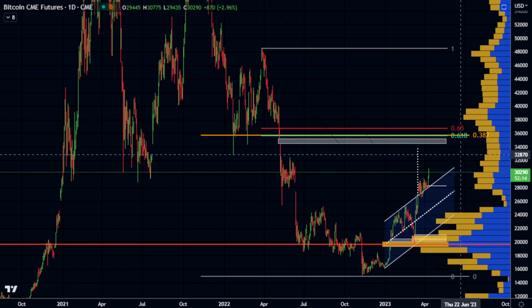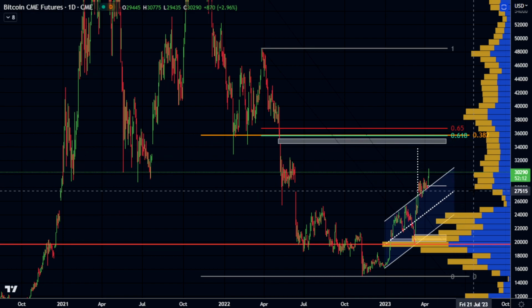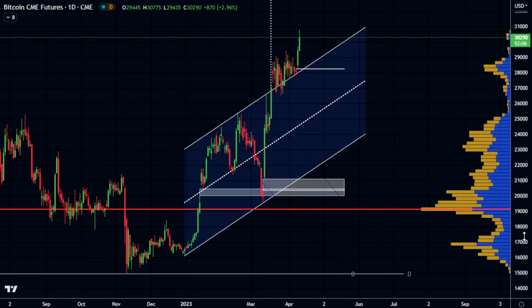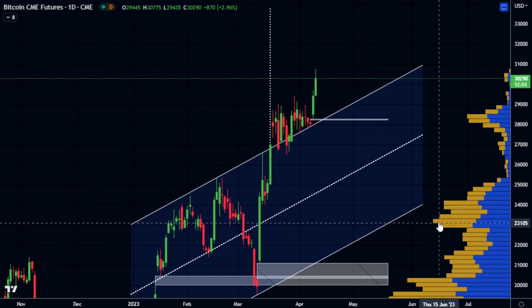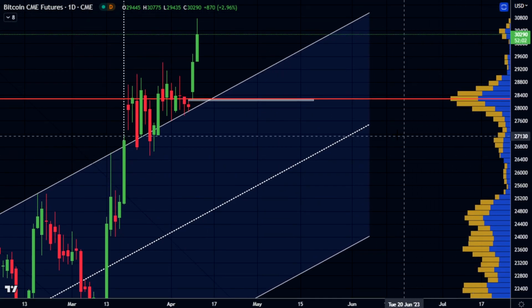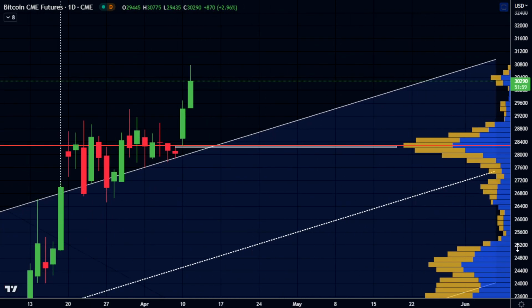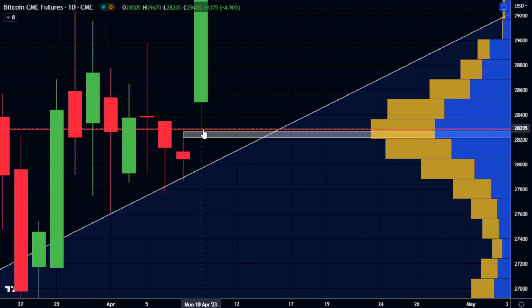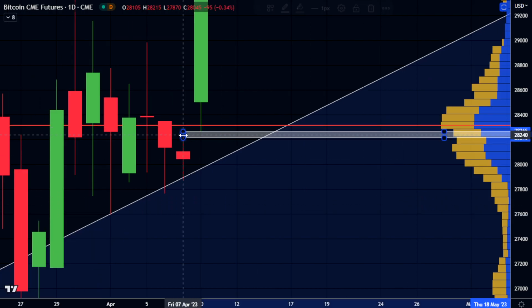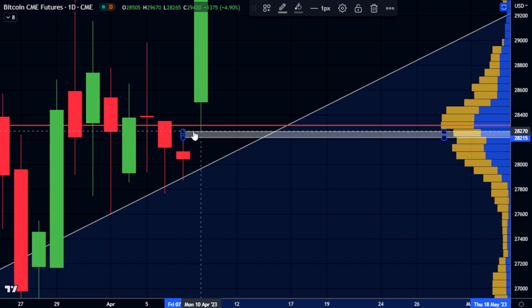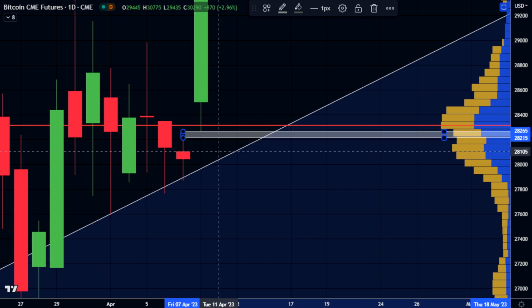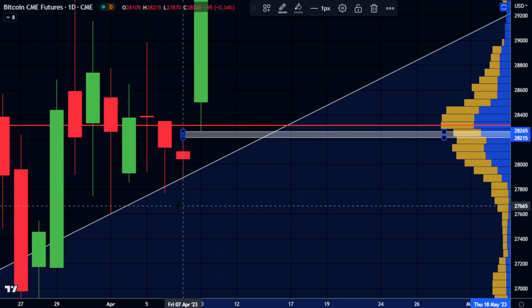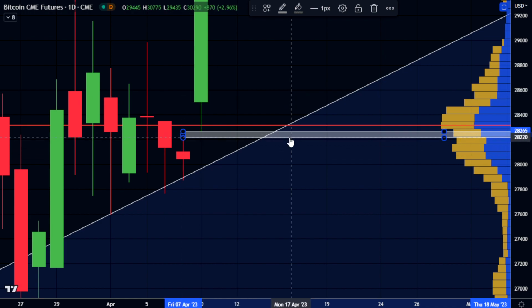And then we do see that bigger pullback coming back down. And there is actually another futures gap here, just a small one that we created recently on this move over the last few days. We can see a gap here on the opening of this latest weekly candle, where we did make a gap between 28.2k and 28.3k.